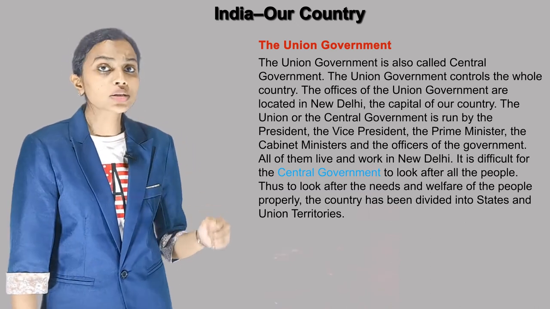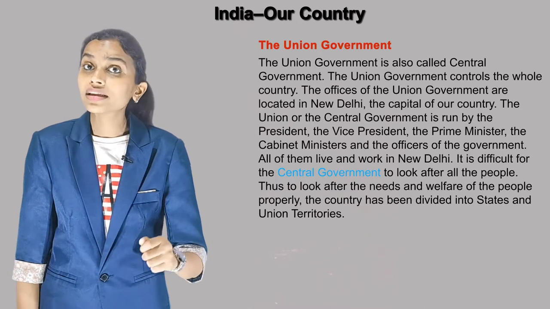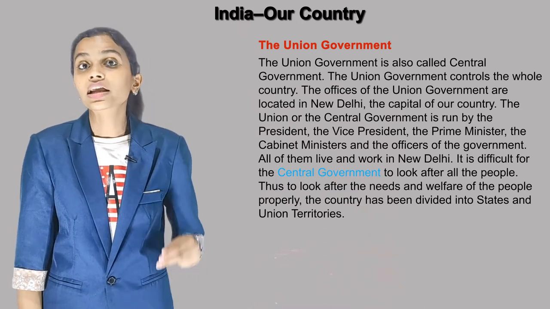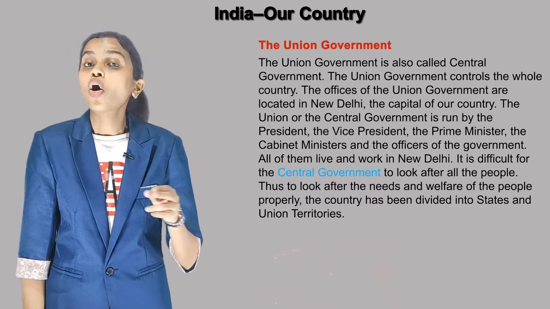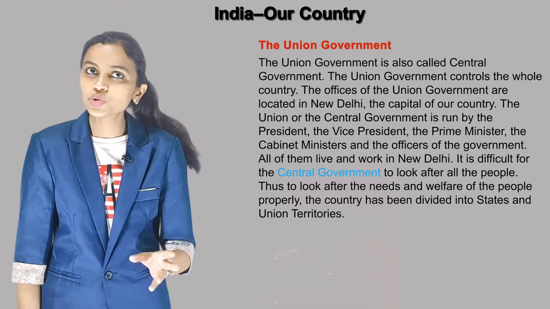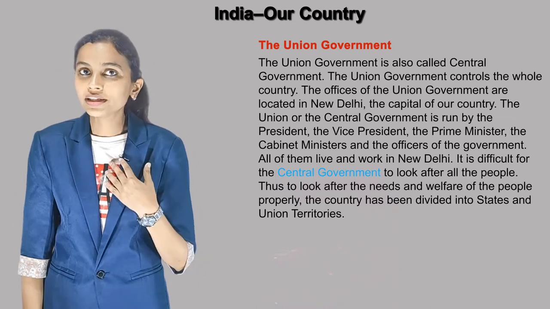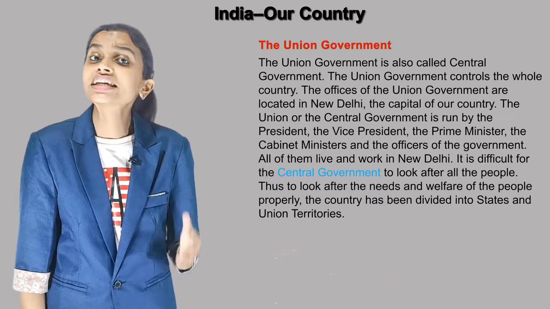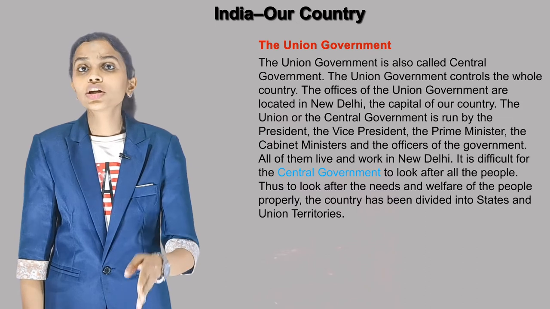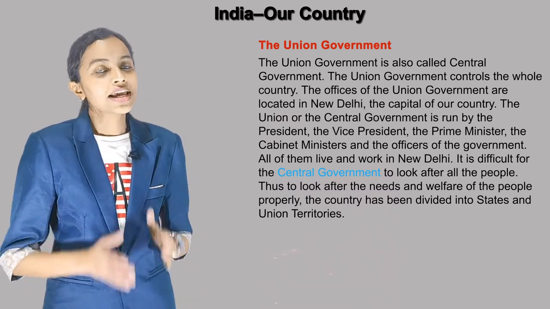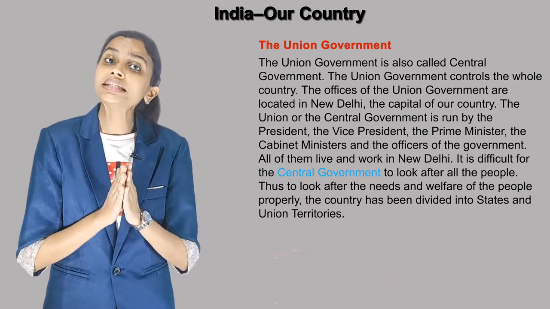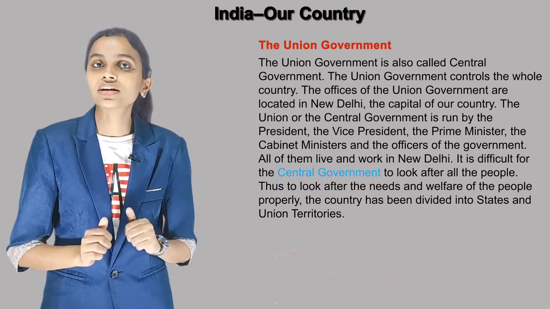The union or the central government is run by the president, the vice president and the prime minister, the cabinet ministers and the officers of the government. All of them live and work in New Delhi because New Delhi is the capital of our India. It is difficult for the central government to look after all the people. It is a little difficult for one central government to look after all the people of India.